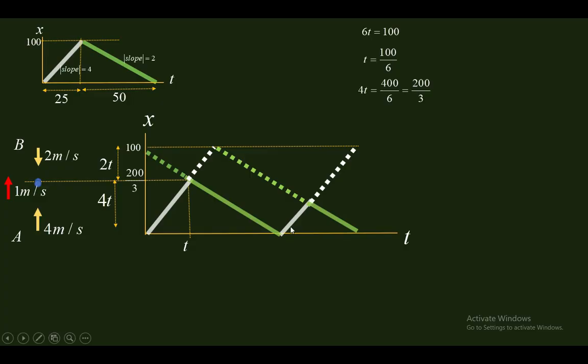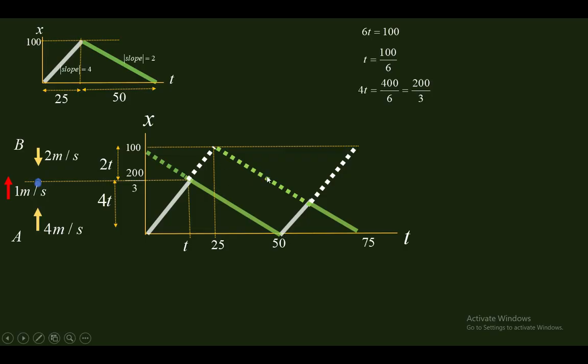So this white line, now further it indicates for B, while this green line, when extended, is representing the motion of A now. Since the slope of this green line is 2, the x coordinate here is 100. So therefore, the time coordinate at this point will be 50. Similarly, this white line has a slope 4. So obviously, this point will be 25 seconds.